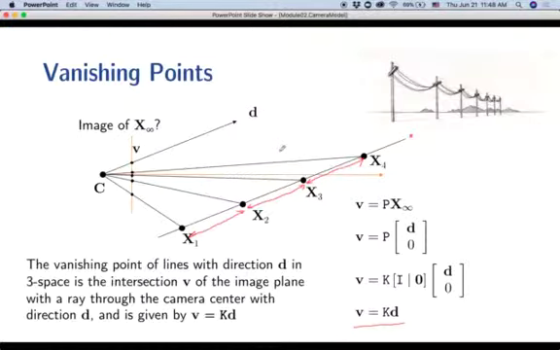All right, so to say this in text, the vanishing point of lines in direction d in 3-space is the intersection v of the image plane with the ray through the camera center in the direction d. Okay, and this is given by v = Kd.